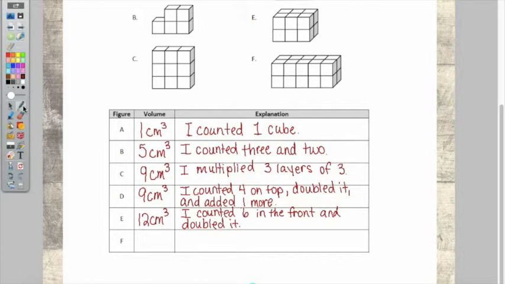Okay, so how many did you get? 20 what? Cubic centimeters. I did the same thing. I counted 10 in the front and doubled it. However you solved it, write that down.